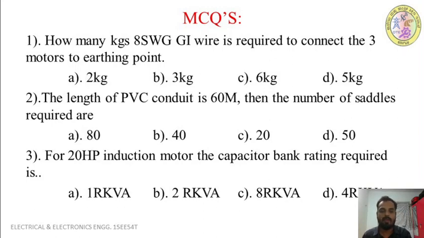Okay. Then next question: for a 20 HP induction motor, the capacitor bank rating required is, options A 1 kVAR, B 2 kVAR, C 3 kVAR, D 4 kVAR. So what is the answer? For every 2.5 HP we require 1 kVAR. So for a 20 HP motor, that is 20 divided by 2.5. You require an 8 kVAR capacitor bank. So the answer is 8 kVAR.